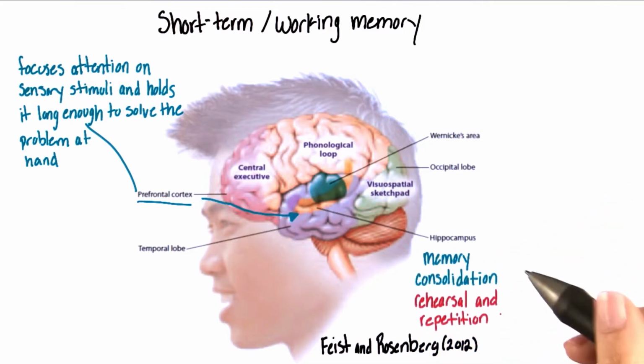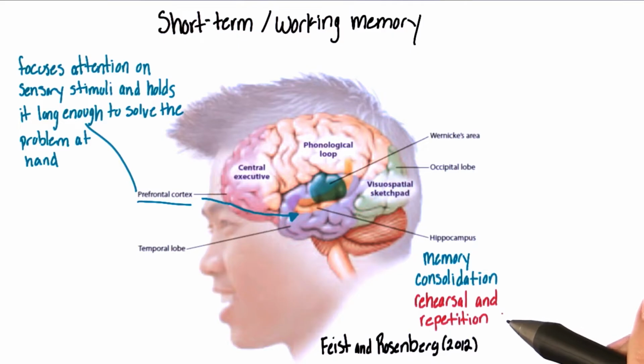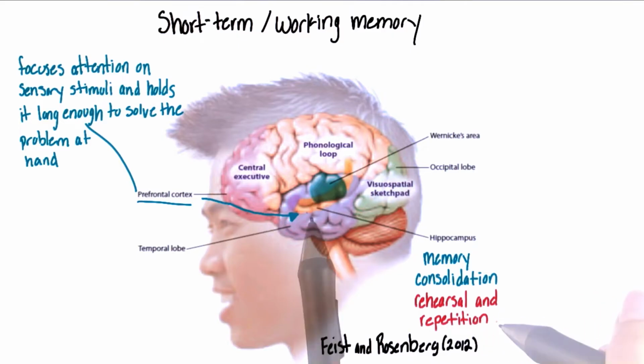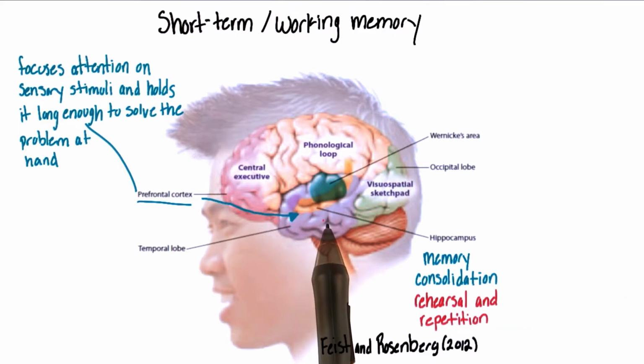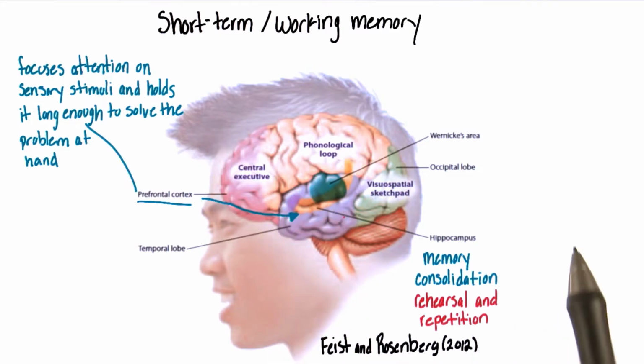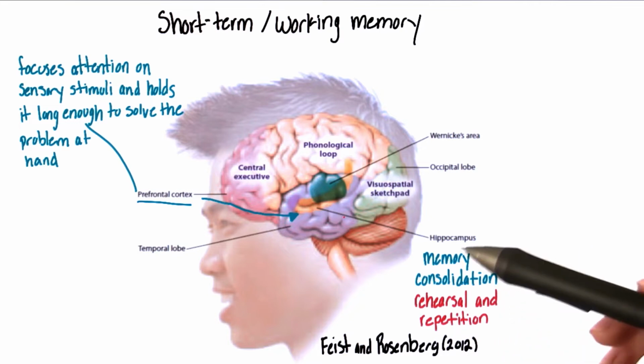We also know that the encoding stage of memory is consolidated through rehearsal and repetition. So if we repeatedly fire the neural impulses that are necessary to convert a short-term memory to a long-term memory, this will occur in the hippocampus.